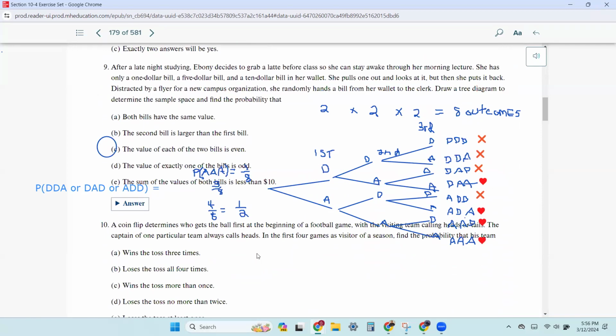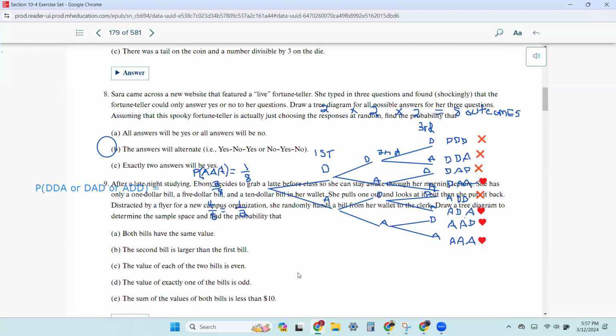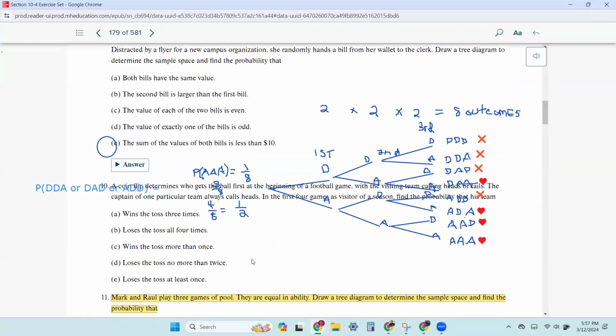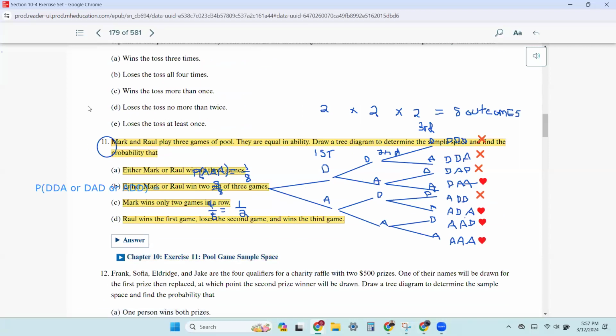This one's got four, and that's going to be an awful big one. Let's see if I can find one that's a little bit better. Yeah, I don't think we did this one. This was a good one.